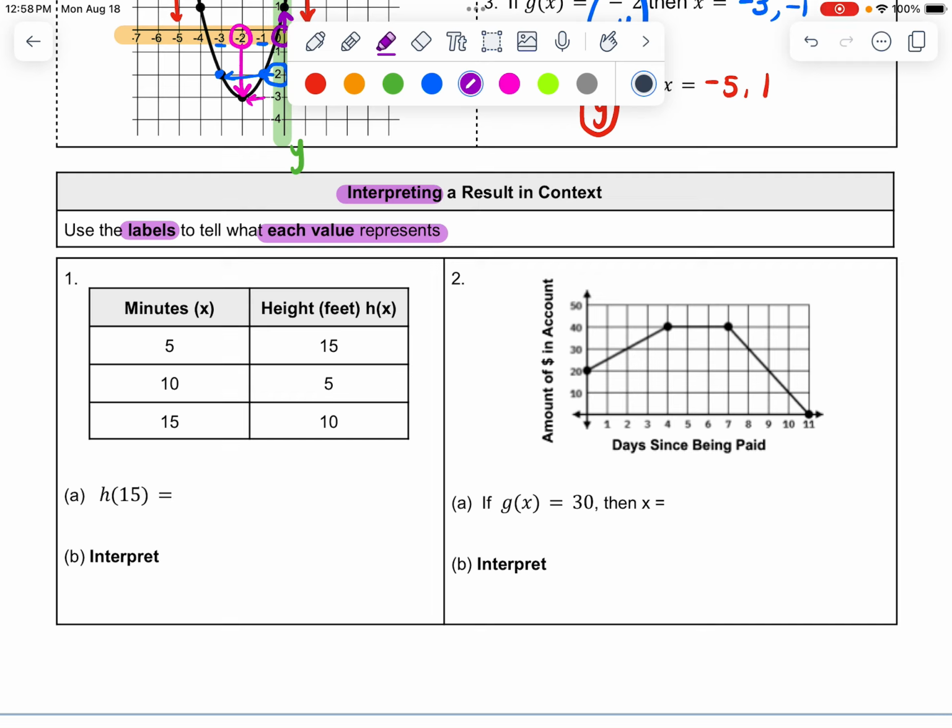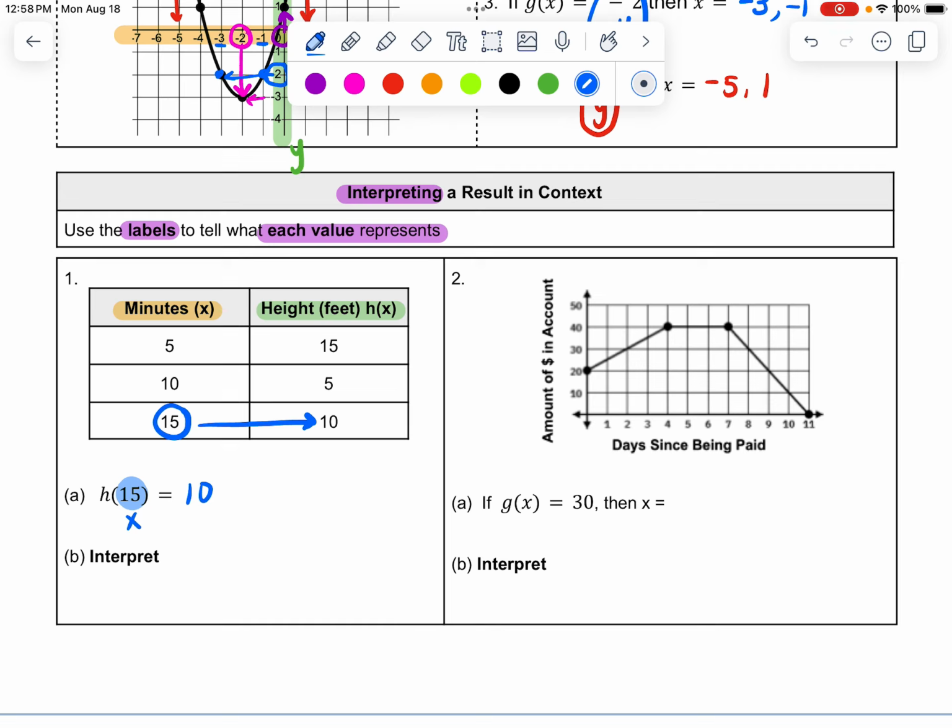For example, in problem number 1, we have a table here where the x's are minutes and the y's are heights. If I said to you, find h of 15, the 15 is inside the parentheses, so that's an x. That means I'm going to look for that number in the x column of the table. The corresponding y value is 10.